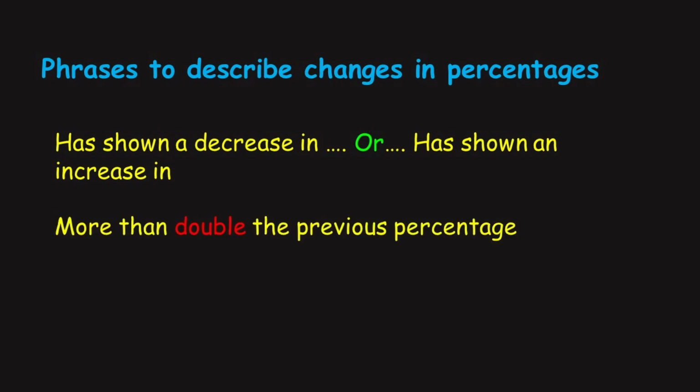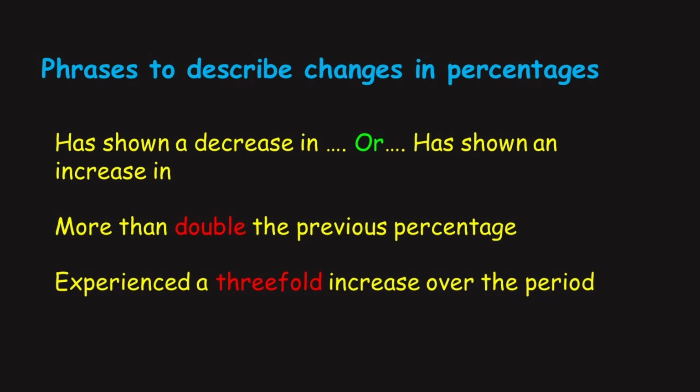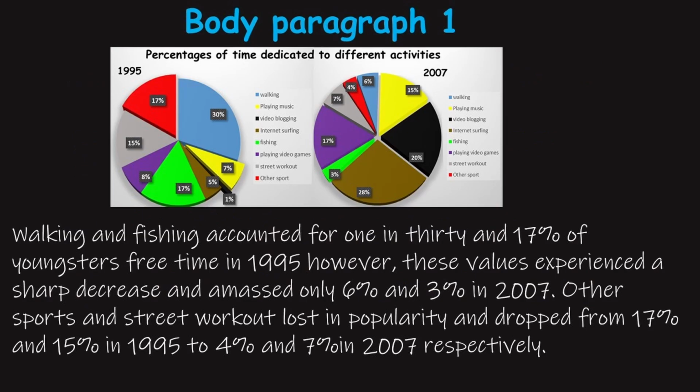More than double the previous percentage. Experienced a threefold increase over the period. This is how I wrote my body paragraph 1. Again, in body paragraphs we describe in detail the trends from the overview. In the first body paragraph I described only the first trend.